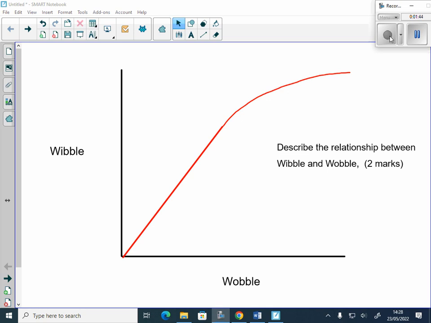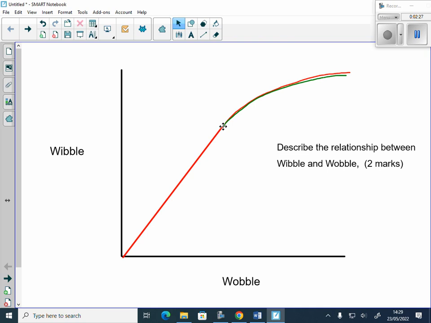The second mark is going to be in relation to the fact that the top of this graph is curved. That bit there is going to get you the second mark. So you've got to be comfortable saying, right, how can I describe this? Where the graph flattens out like that, what's happening is wobble is still increasing, but wibble isn't increasing as much. So that's what you'd say. You would say later on, when we get to larger values of wobble, the rate at which wibble is increasing starts to lessen, or the graph starts to flatten out.